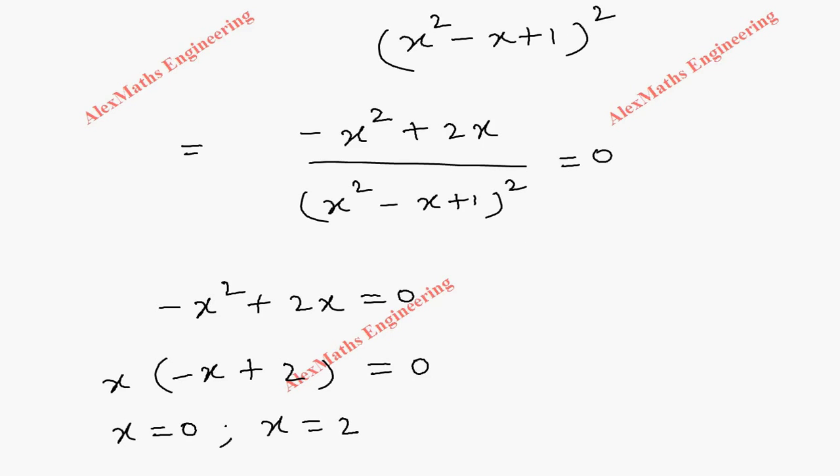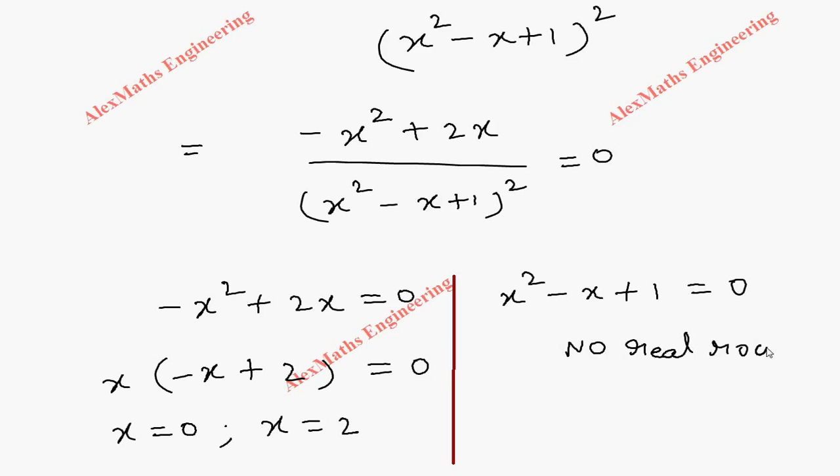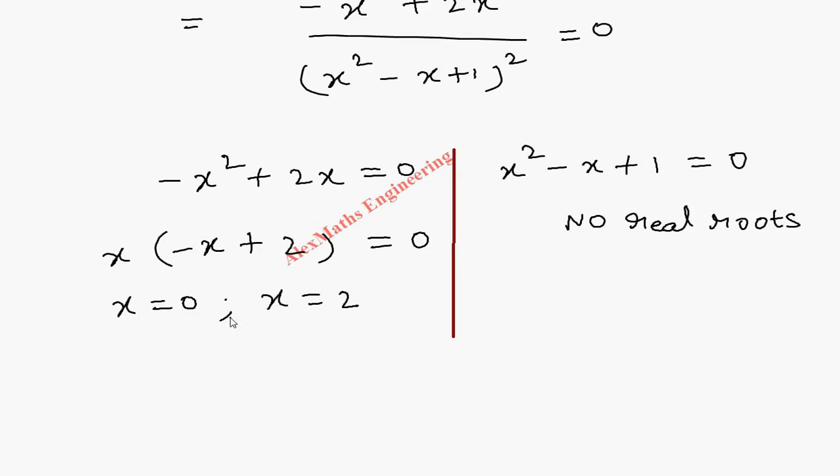But here we have to take the denominator and equate to 0, but we don't get any real values, because when x square minus x plus 1 equal to 0, there are no real roots. So we ignore that. The critical values are only 0 and 2.